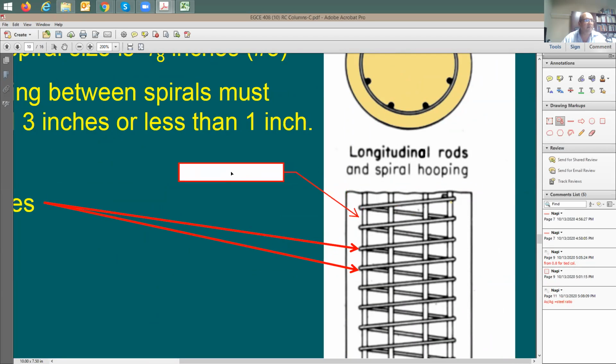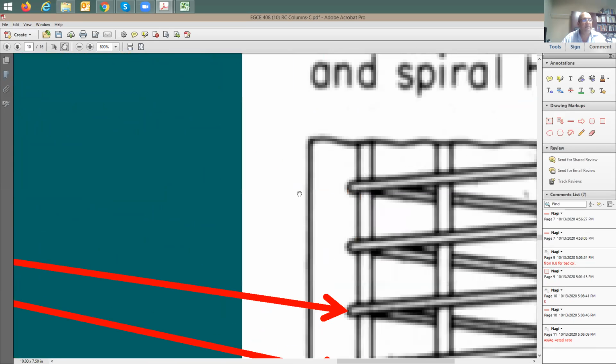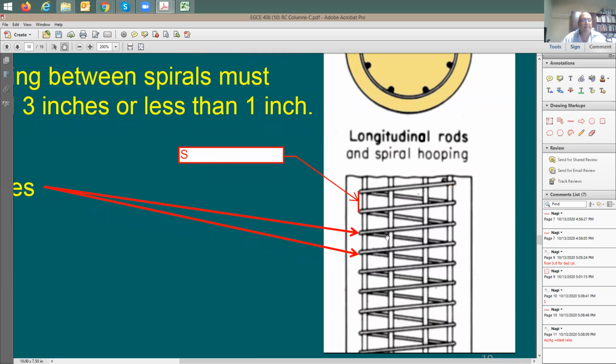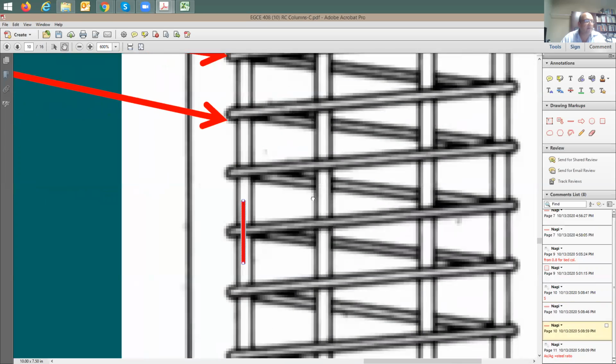Let me do it here. This is going to be s. So what is s? It's going to be this distance from here to there. All right? This is going to be s. If you take the same distance, I'm going to take it here and throw it down. I'm going to put it right here. Right? It's going to be half the way between two spirals.